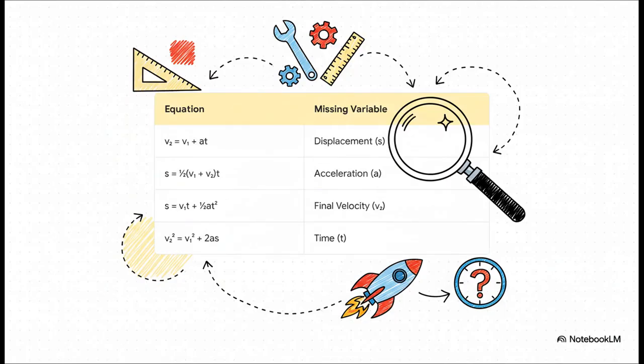Now the most important thing to look at on this chart is that last column, missing variable. This right here is the secret weapon for solving physics problems. Each equation is custom built for a situation where you're missing one piece of the puzzle. So if the problem doesn't say anything about the final velocity, use the third one, the one we just built. If it doesn't mention time, you grab that last one. It's all about picking the right tool for the job.